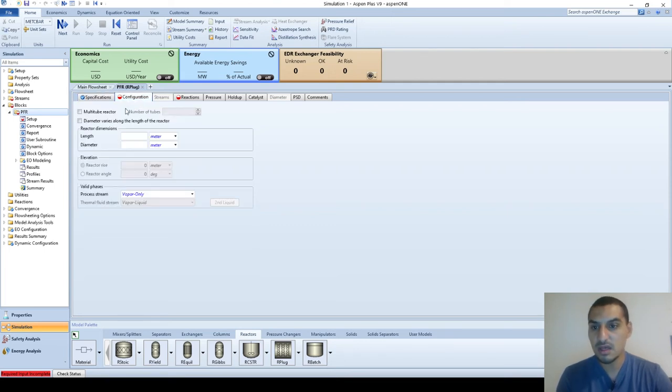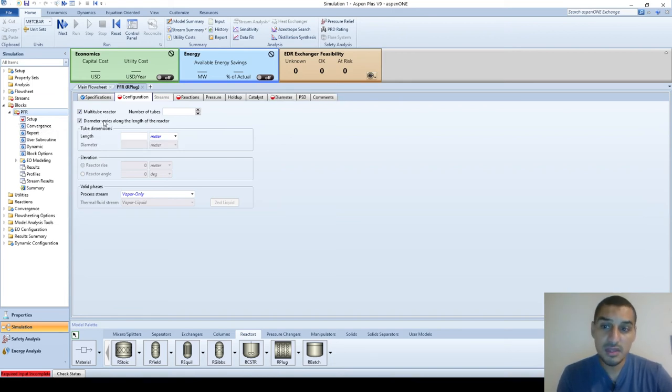And here it asks whether this tab of the configuration is related to the main configuration of the reactor itself, either multi-tubular or single tube. You can choose to have more than one tube if you want. It tells you here that it will be between 2 and 99,999 tubes.